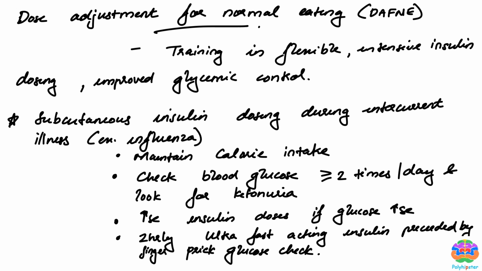2 hourly ultra-fast acting insulin, preceded by a finger prick glucose check, should be given. Also, the patient should be admitted if there is excessive vomiting, dehydration, or if the patient is ketotic. If the patient is a child or a pregnant lady, they should be admitted and monitored immediately.